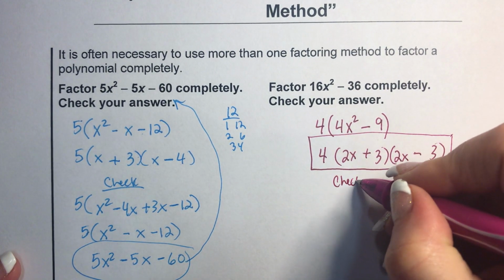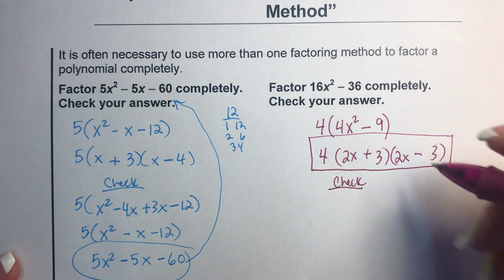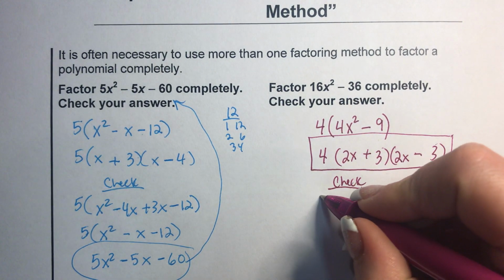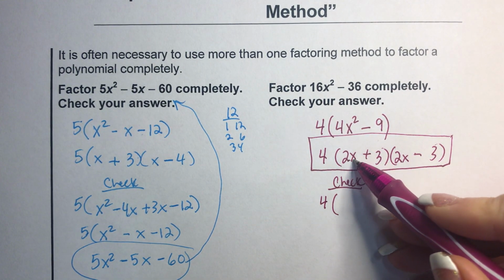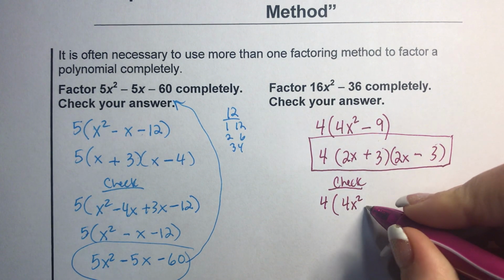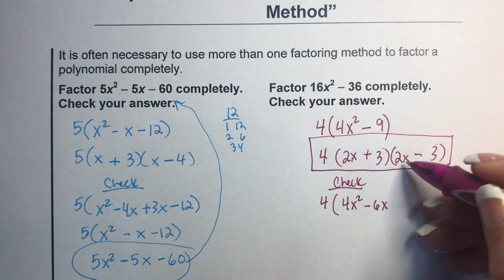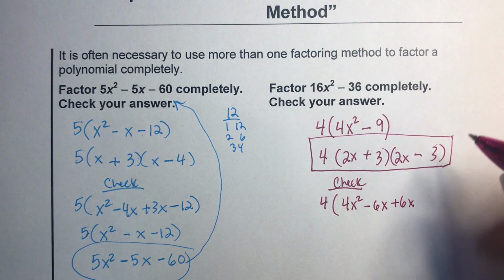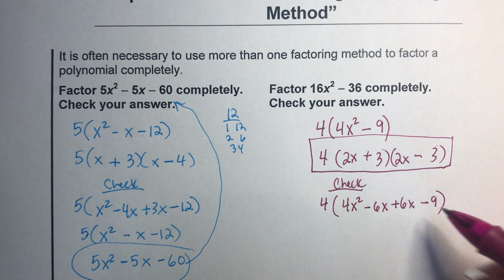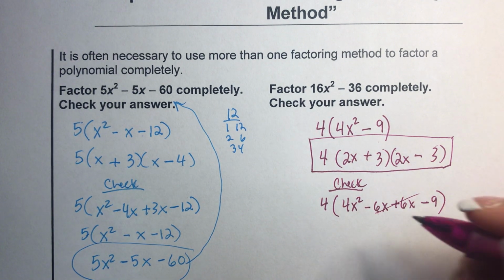Now we have to check it. So here we go. First, 2x times 2x is 4x squared. 2x times negative 3 is negative 6x. 3 times 2x is positive 6x. And 3 times negative 3, that's negative 9. Okay, those cancel out, which is lovely.